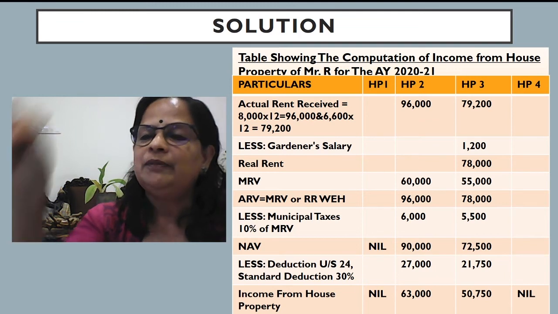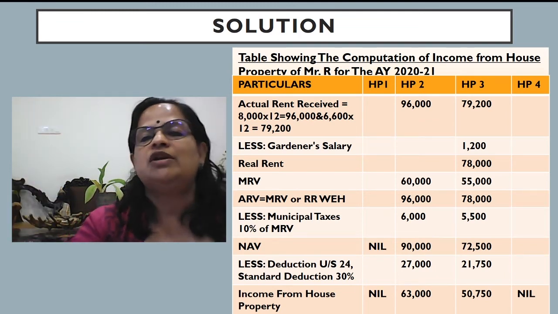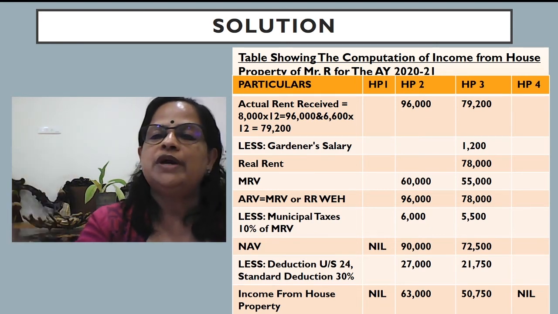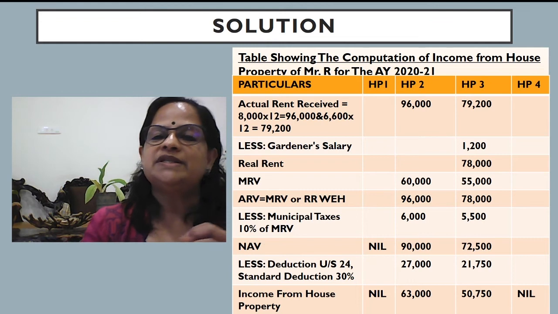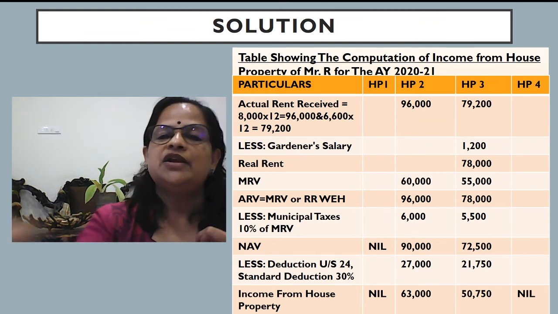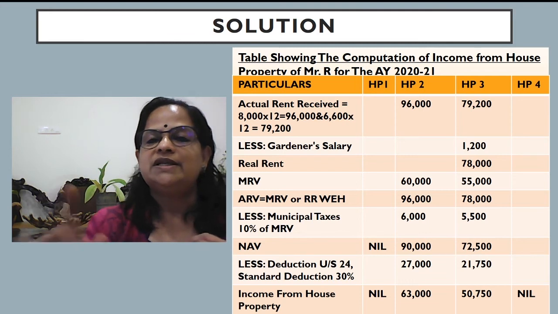Fourth house property, he is carrying on his own business, so it will not come in this calculation. So, that also will be nil. We are concentrating on house property 2 and house property 3. Actual rent received, 8,000 is the monthly rent, and for the third house property 6,600. So, that is how we are getting 96,000 and 79,200. Gardener's salary you have to reduce. So, actual rent received is 78,000 in the third case.